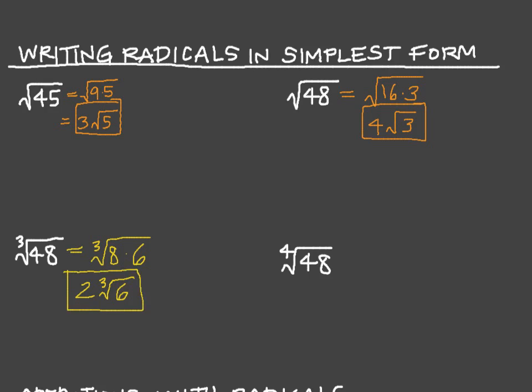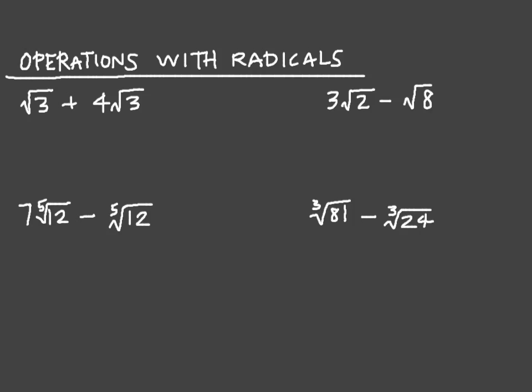Alright, and let's do the same thing, but this time with the fourth root of 48. So we're looking for the biggest perfect fourth that goes into 48. I'm thinking 16. 16 is a perfect square and a perfect fourth. So the fourth root of 16 is 2. 2 to the fourth is 16. And I'm left with the fourth root of 3. And again, I double check. Is there anything I can pull out of that? No, there isn't.